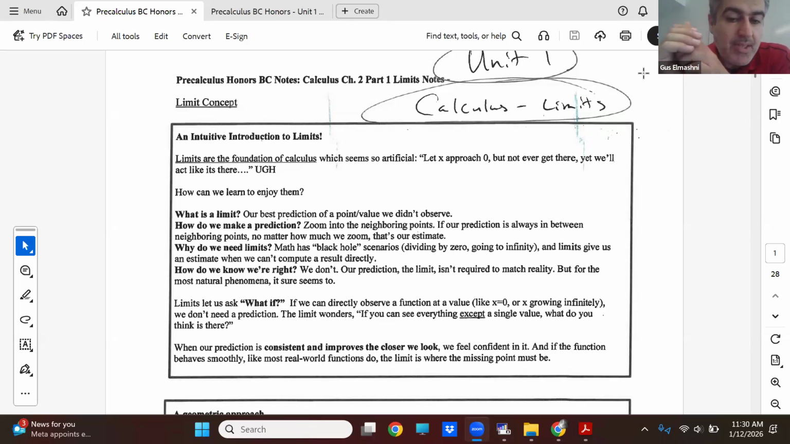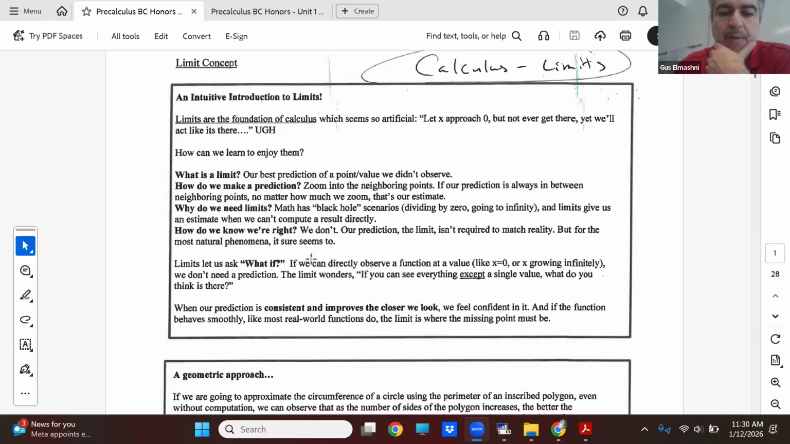When our prediction is consistent and improves the closer we look, we feel confident in it, and the function behaves smoothly, like most well-behaved functions do. The limit is where the missing point must be. Okay, so just some little blurb there.